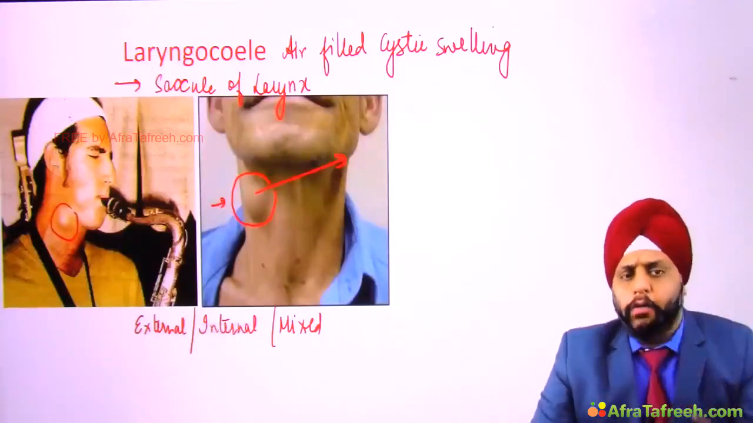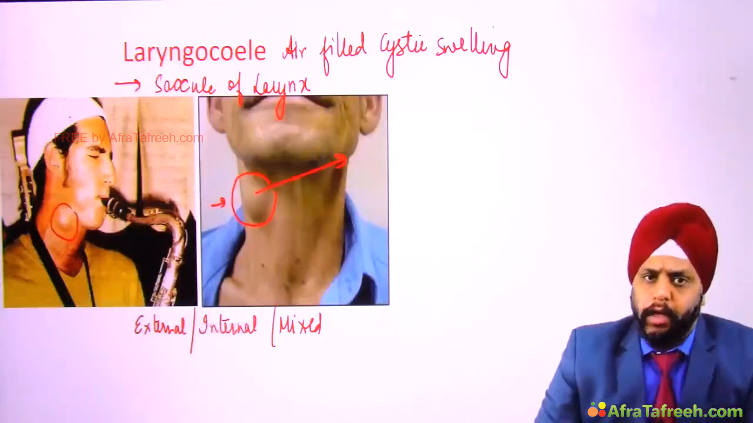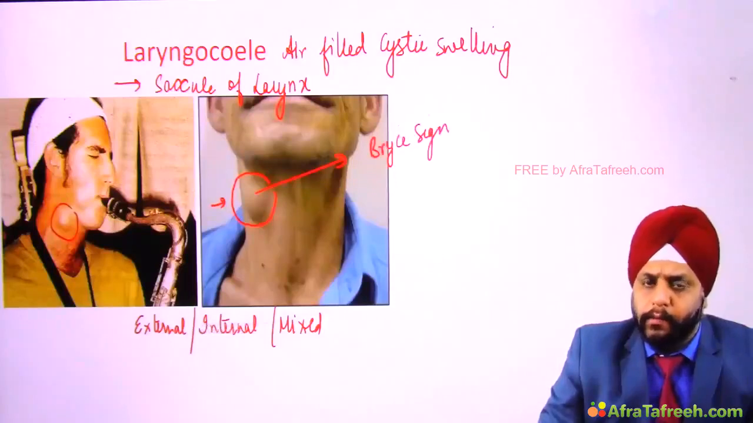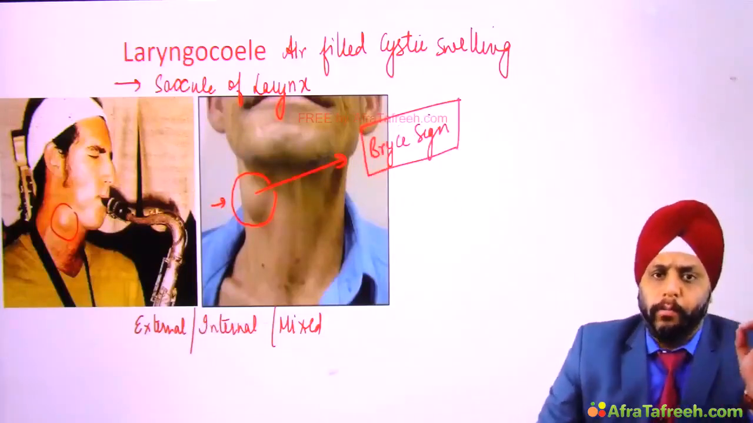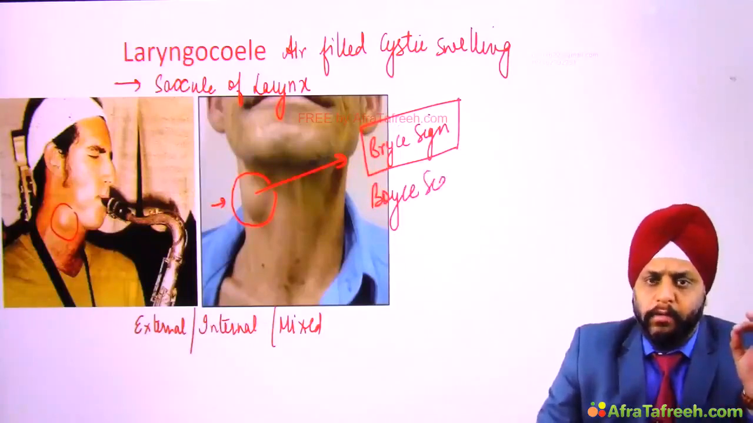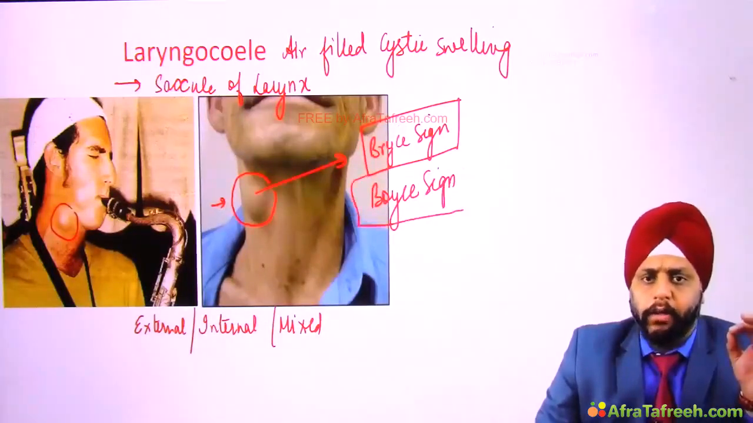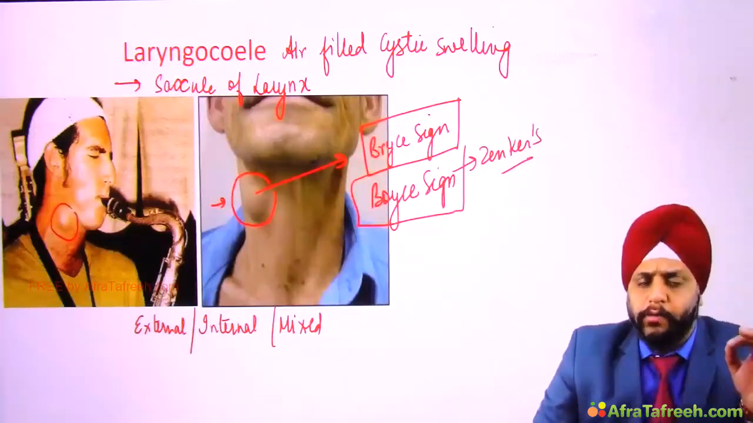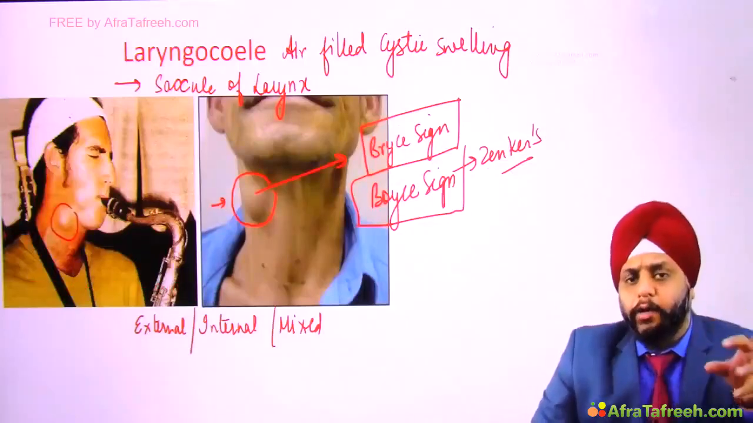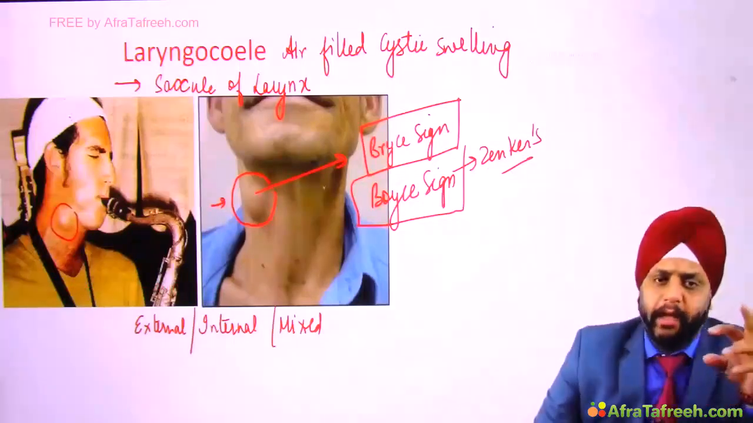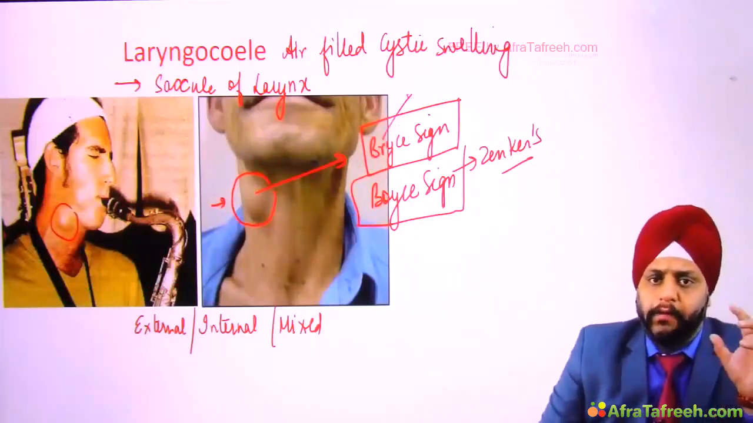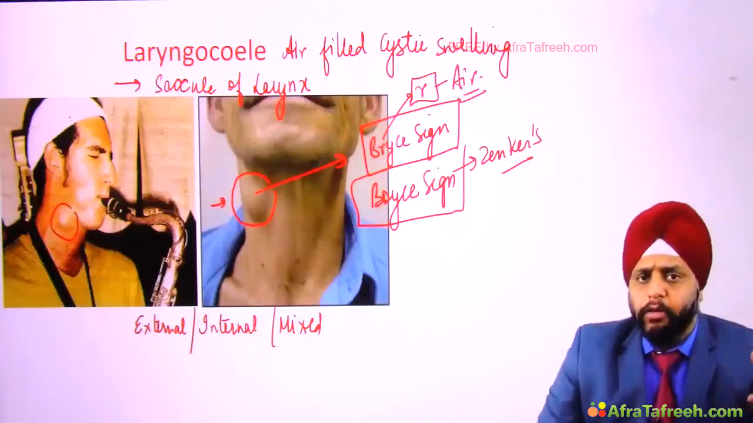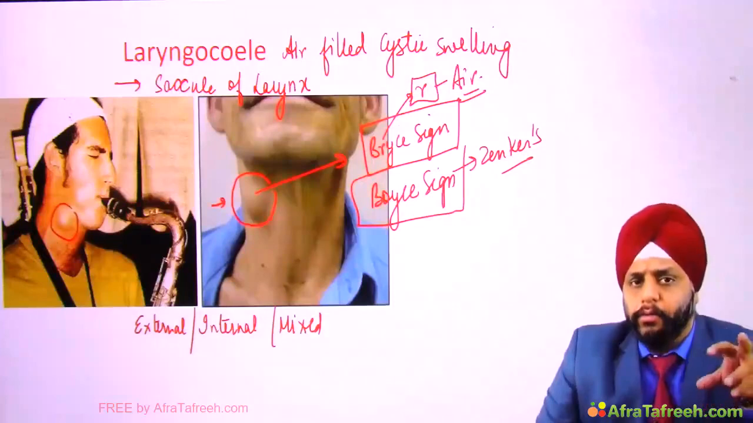So when the air goes out, it produces a gurgling sound, and that gurgling sound of air escape is known as Bryce sign. Remember, we discussed Boyce's sign in Zenker's diverticulum. That was the gurgling sound of fluid escape. And Bryce sign is the gurgling sound of air escape, R. Remember R for air. So Bryce sign is seen in laryngocele.